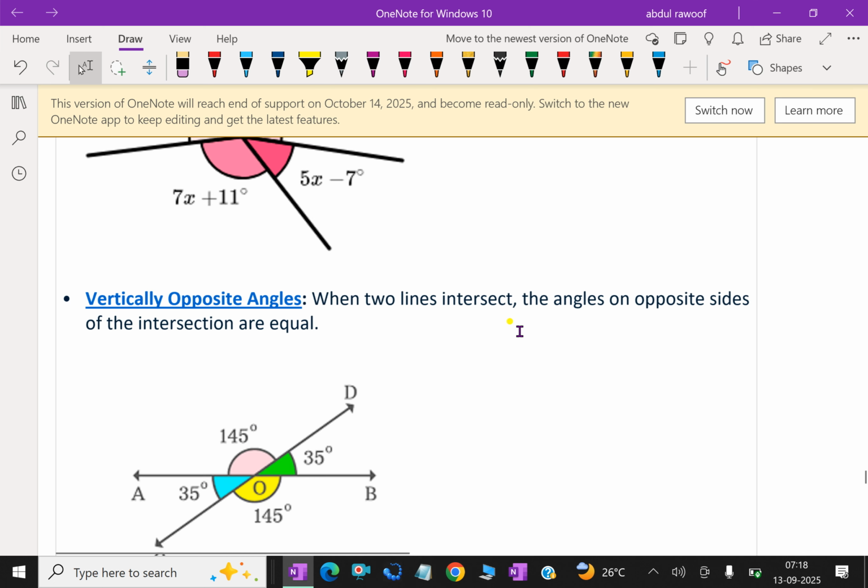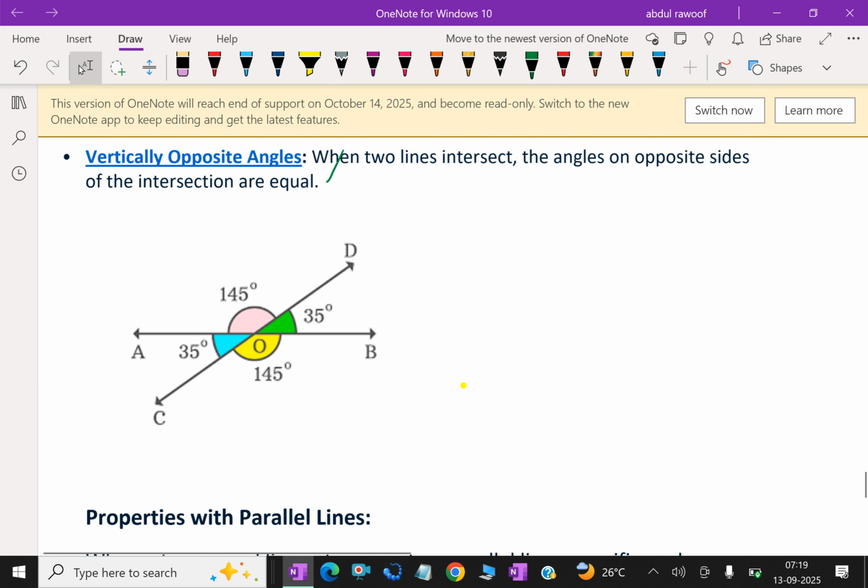Vertically opposite angles. When two lines intersect, the angles on opposite sides of the intersection are equal. Look at this figure. Here this is 35 degrees, and here is its vertically opposite angle. That means from the vertex, these are vertically opposite. Another set of vertically opposite angles is here 145 degrees, and here also 145. These vertically opposite angles are equal.